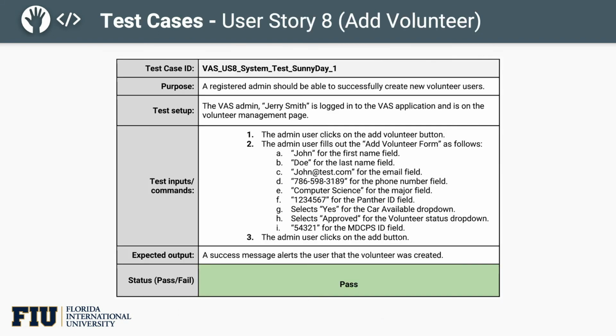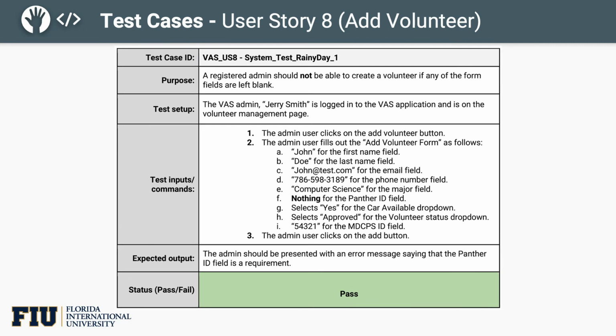Here is a sunny day scenario of the add volunteer use case. The purpose of this test case is to show that a registered administrator should be able to successfully create a new volunteer. So the test setup would be that an administrator, Jerry Smith, is logged into the application and is on the volunteer management page. They click on the add volunteer button and they fill out all the appropriate information, as you can see. And once they click the add button, as expected, a success message alerts that the new user has been created.